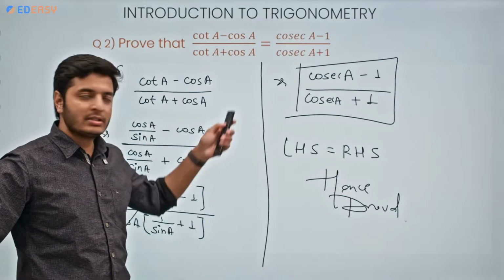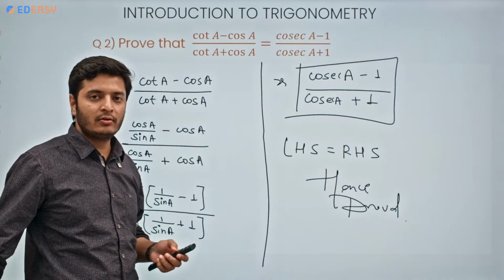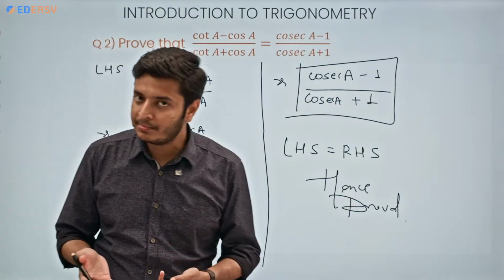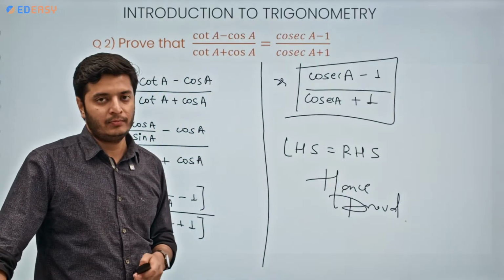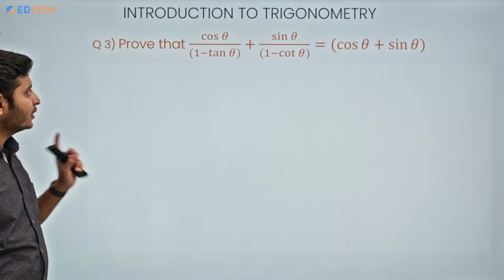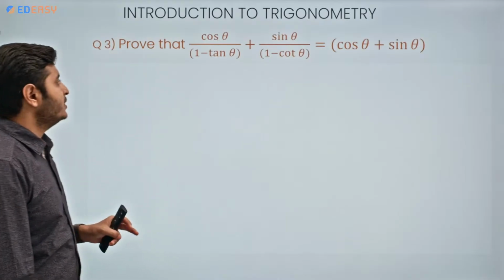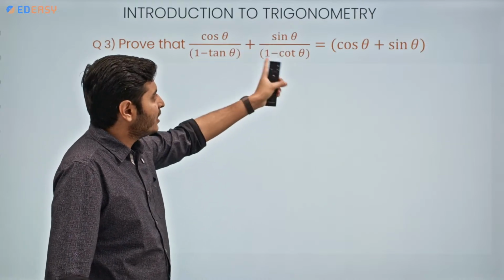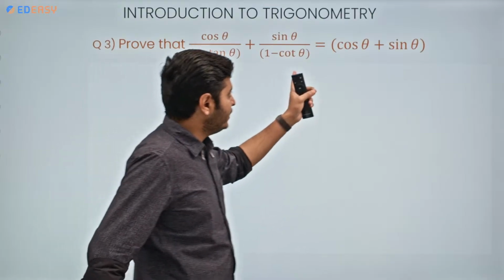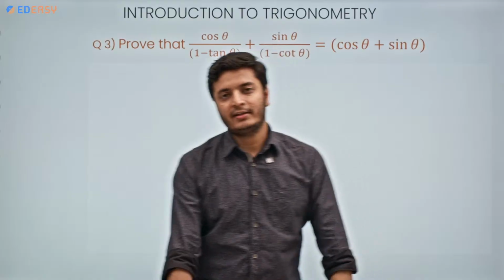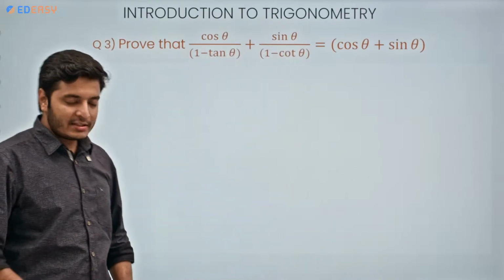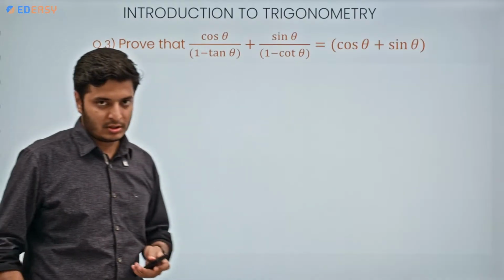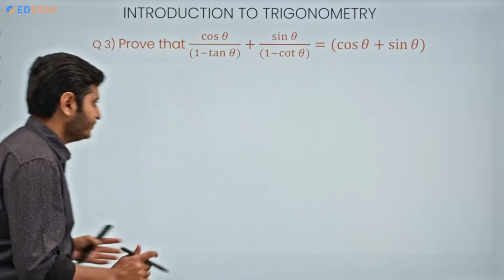Easy. We are doing the same thing, converting every other non-sine cos value to sine cos, performing the basic operations, remembering the basic relationship, and then getting the final value. Correct? Now, third part. Here, the problem is cos theta by 1 minus tan theta plus sine theta by 1 minus cot theta. We need to prove this equals cos theta plus sine theta. Okay. Same thing we are going to do here. We are going to convert every other non-sine cos value to sine cos and consider only the LHS.